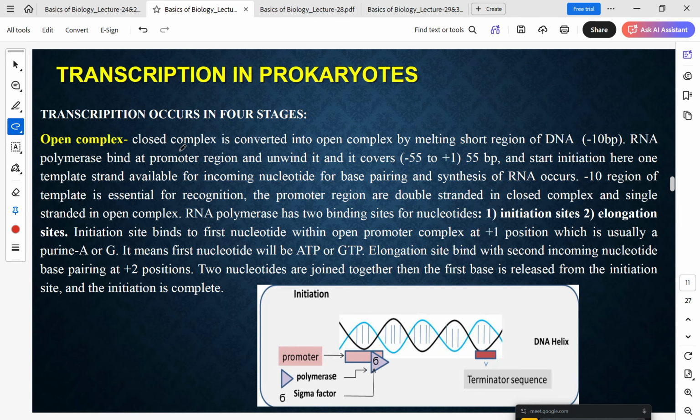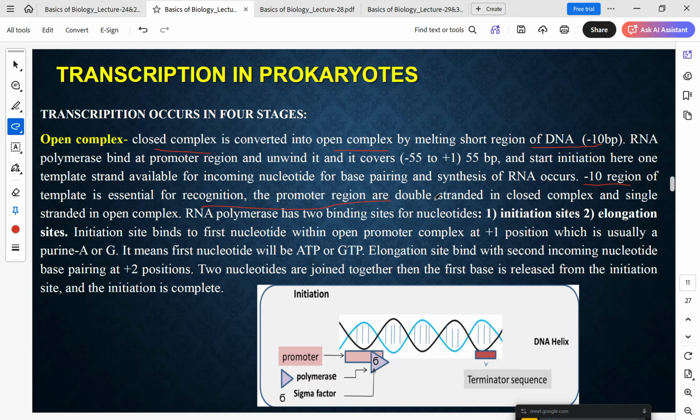So the initial stage at which the DNA was there is known as closed complex, which gets converted to open complex by melting of the short region of DNA, which unwinds. Then there is the start of transcription. There is a region, the -10 region upstream of the coding sequence, which is very essential for recognition and for the open state to stay as an open state.